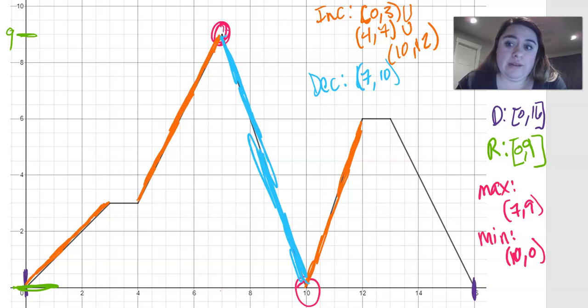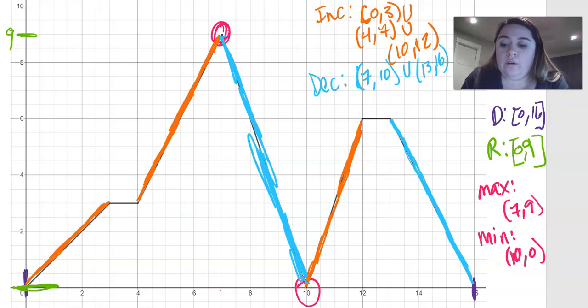Unfortunately, that's not my only one. I have another one over here. It looks like that's at 13 because it's landing between 12 and 14 on the x-axis. So 13 to 16. From 13 to 16, we are decreasing.